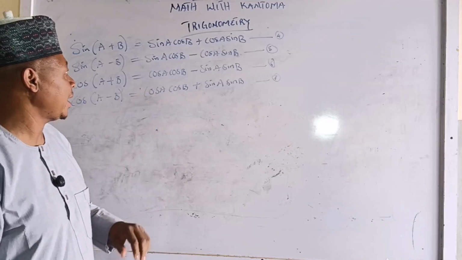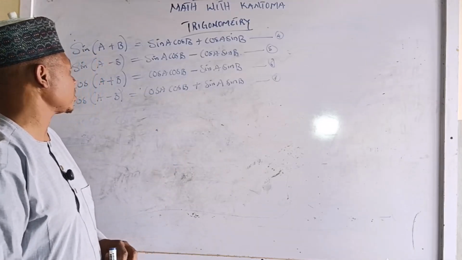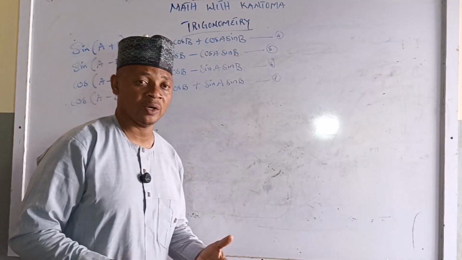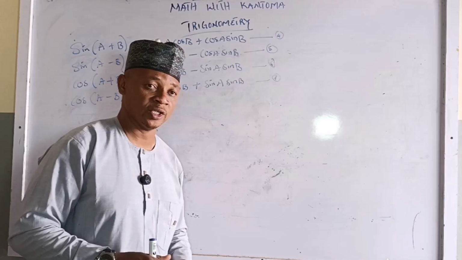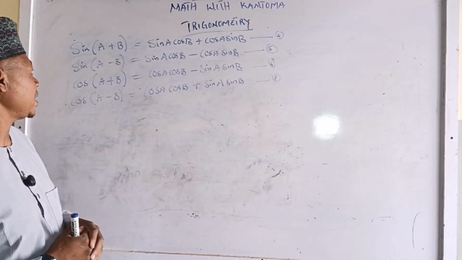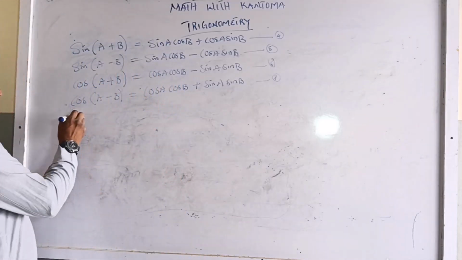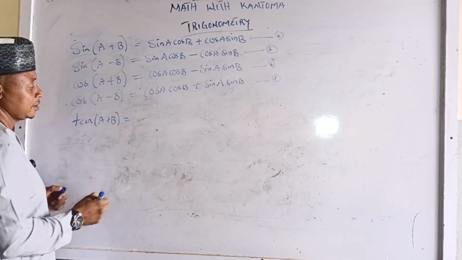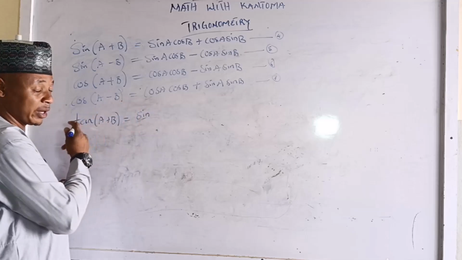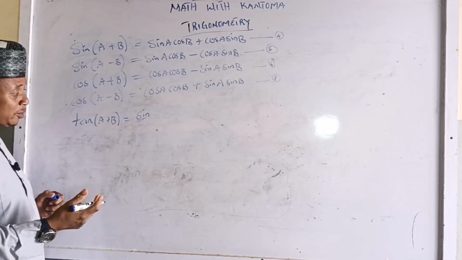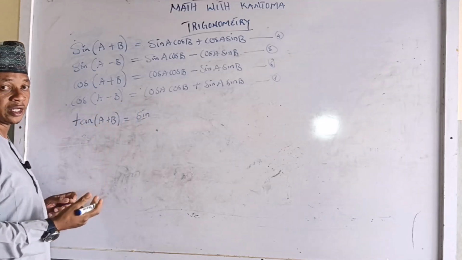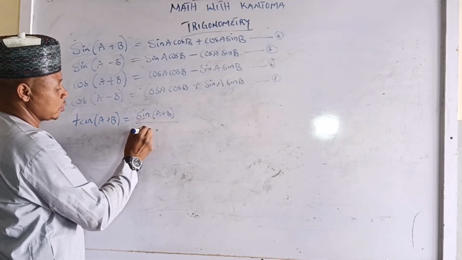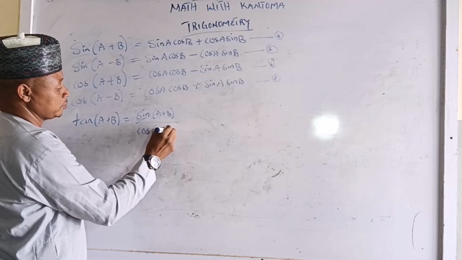These are the formulas we'll be using to derive other formulas that have to do with the double angle, the triple angle, or the half angle, or whichever angles we want to arrive at. So now, using these formulas, I can define tan (A plus B). We know tan by definition is sin theta over cos theta, but we are dealing with A plus B here. Our angle is A plus B, so it's going to be sin (A plus B) all over cos (A plus B).